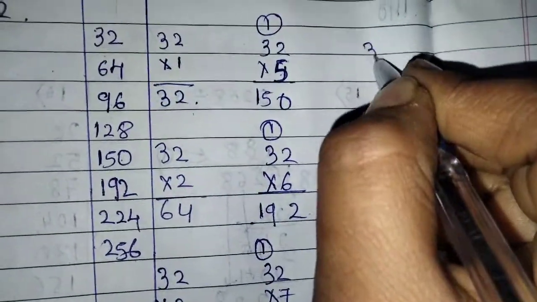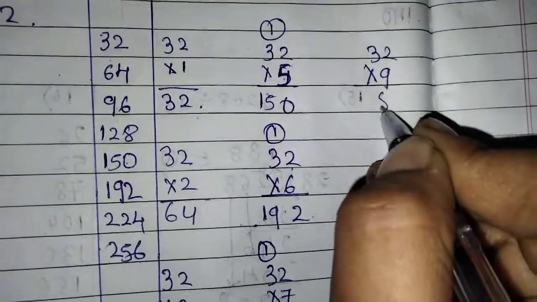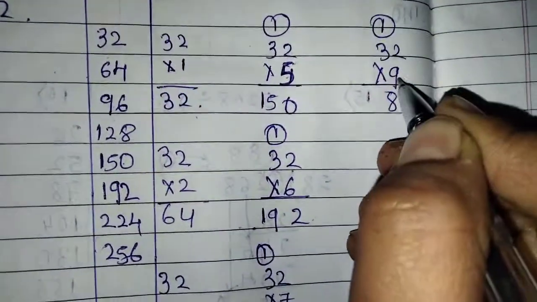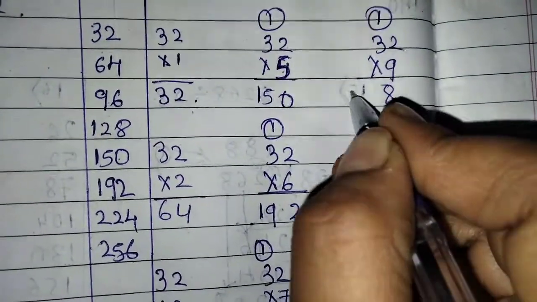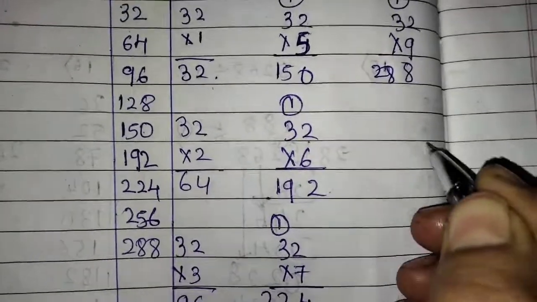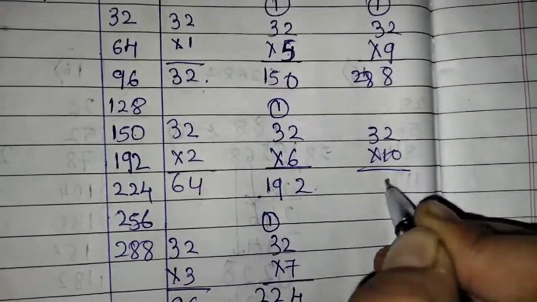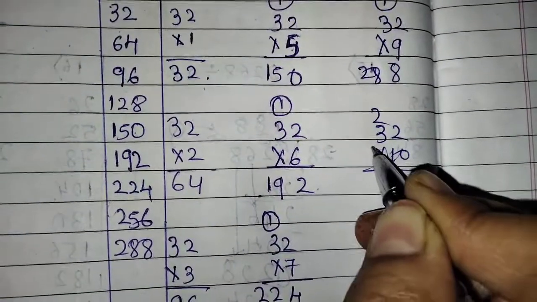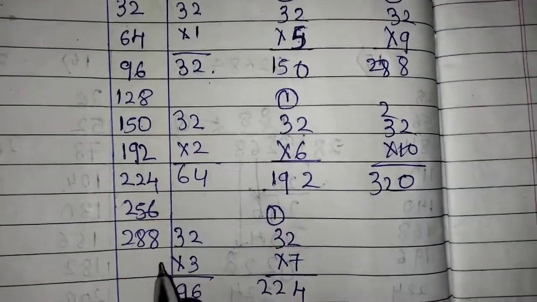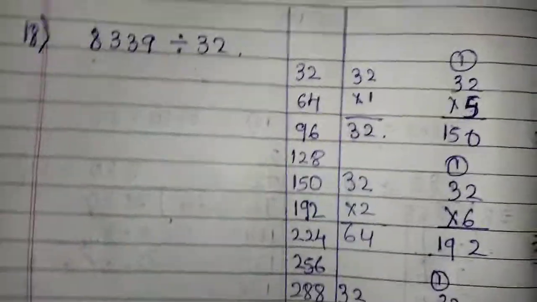Next, 32 into 9: 9 twos are 18, 9 threes are 27 plus 1, 28, so 288. 32 into 10: 320. Okay, now we have to solve the sum here.